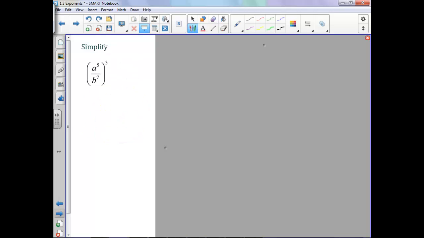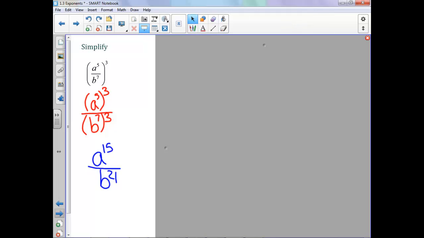Alright, now remember we've got a quotient raised to an exponent. The exponent goes to both of them. So this, we can think of it as a to the 5th cubed over b to the 7th cubed. And now we've got an exponent raised to an exponent. So we'll multiply the exponents. So a to the 15th over b to the 21st. And if you can skip this middle step here and go straight from here to here and multiply, that's fine. This middle step just helps clarify what exactly is going on.